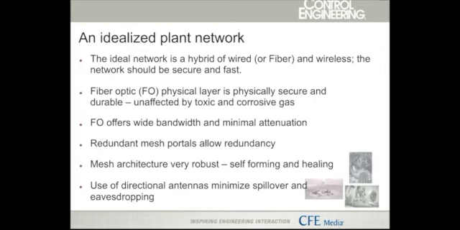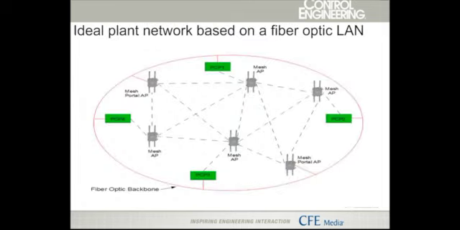And we chose mesh architecture because it was very robust. It self-forms and self-heals. In a properly designed wireless mesh network, you could lose an AP without really having a detrimental effect on the overall network function. In the final implementation, we'll be using directional antennas to minimize spillover into the neighbors' networks and minimize the opportunities for eavesdropping.